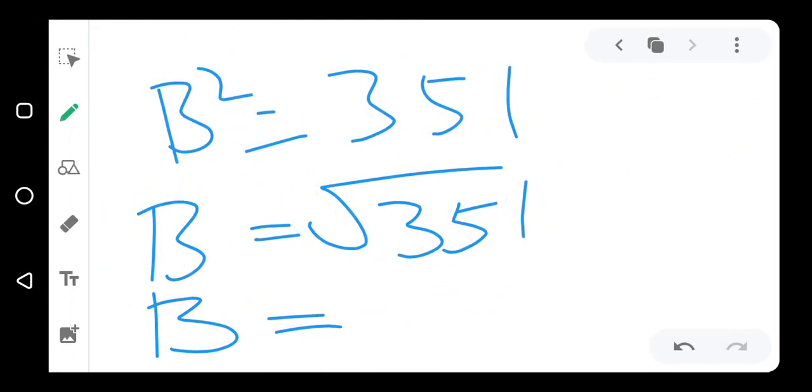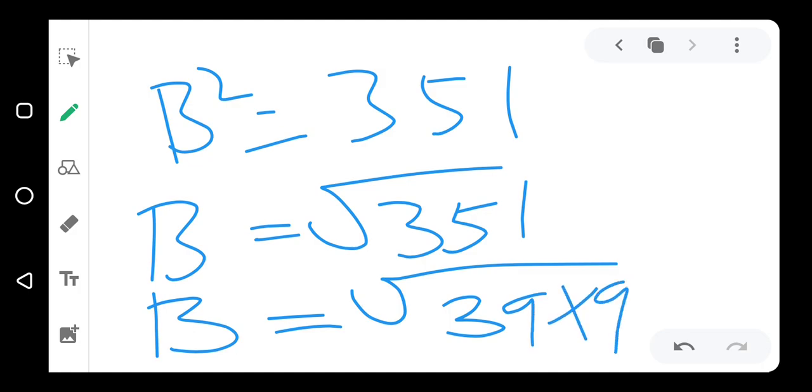We are going to get 39 now, which means that this is equal to 39 times 9. So we have a perfect square inside it. Now it is not a must that it will have a perfect square inside it. We just check to know if there is any perfect square inside it. If there is any perfect square, we simplify further until we break the perfect square. But if there is no perfect square, we leave the answer like that.